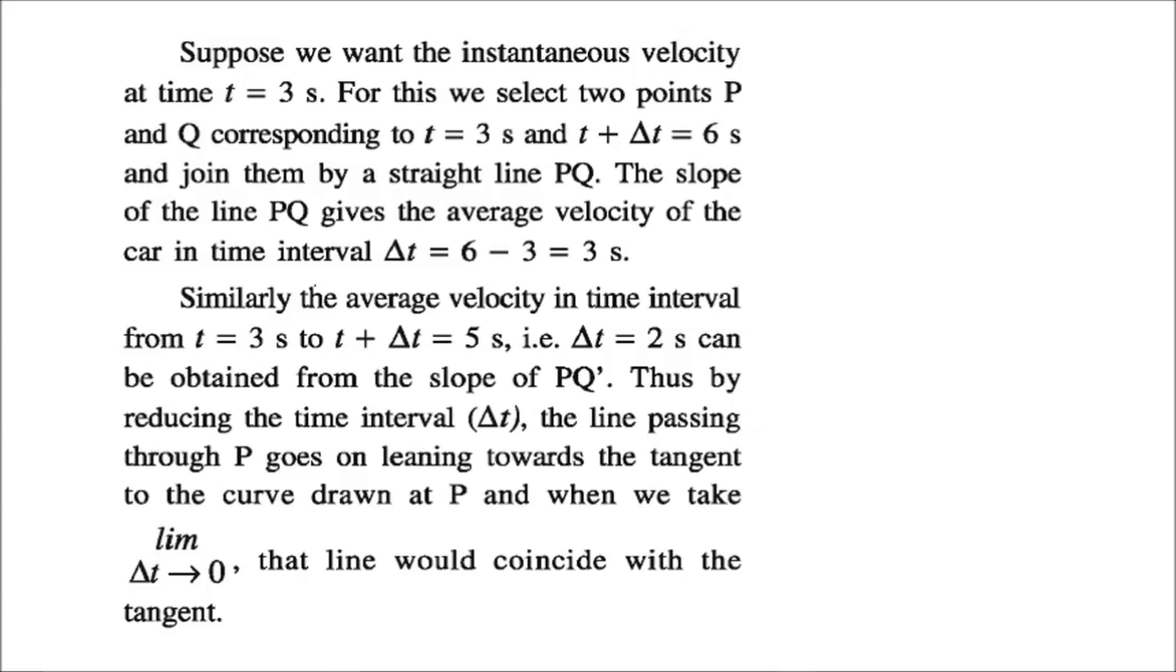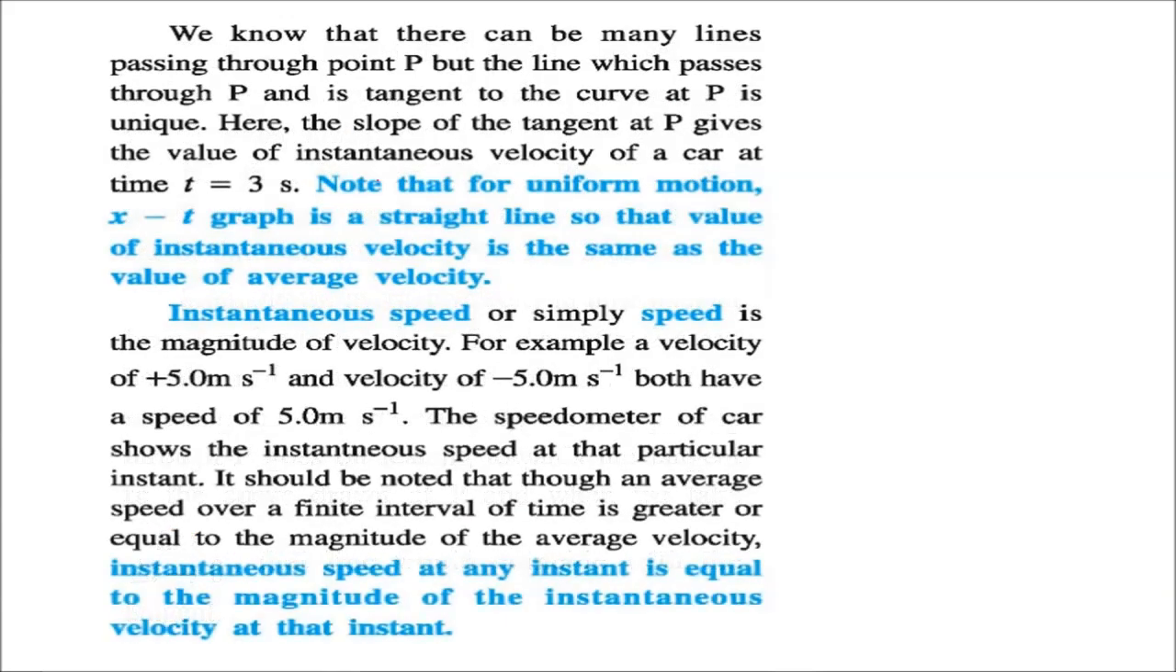Right? So for this delta x by delta t, we just took some 3 seconds, now we took some 2 seconds, and now when we say delta t tends to 0, it is actually coinciding with the tangent, and this tangent is what we want. Note that for uniform motion, the x-t graph is a straight line, so the instantaneous velocity is the same as the average velocity. We are just taking a tangent and finding the slope.